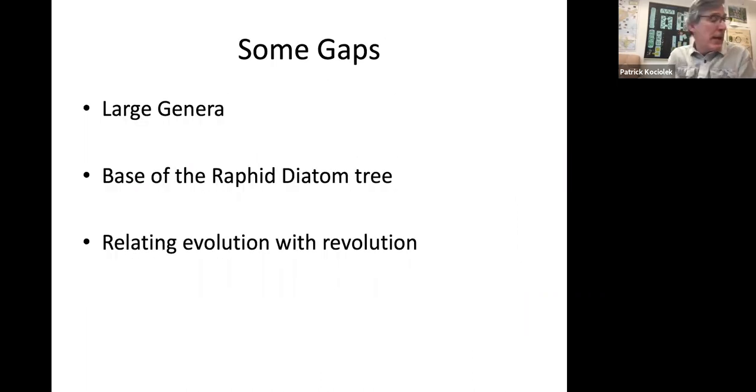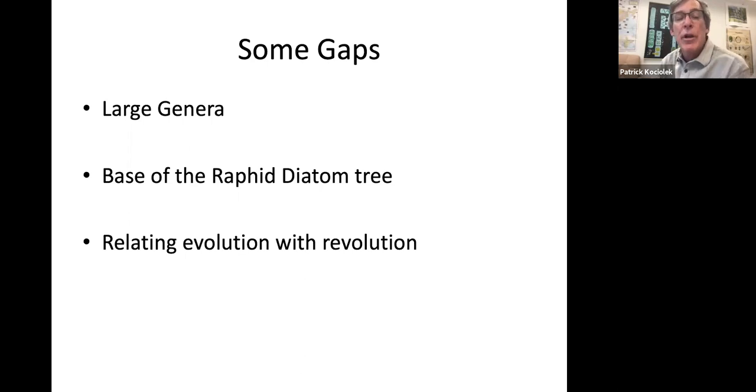So now I'm going to turn my attention, let me check my time, to some gaps. Now, we could spend weeks on this Zoom call talking about gaps in our knowledge of diatoms and their classification system. So I don't want to suggest that these are the gaps. These are just a few gaps that occurred to me in thinking about areas of raphid diatom evolution that I think are deserving of my time and maybe other people's time.